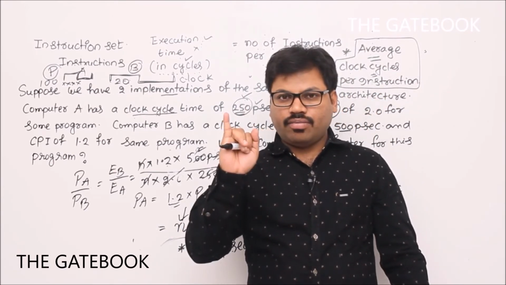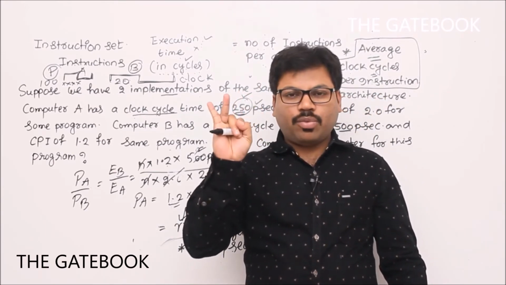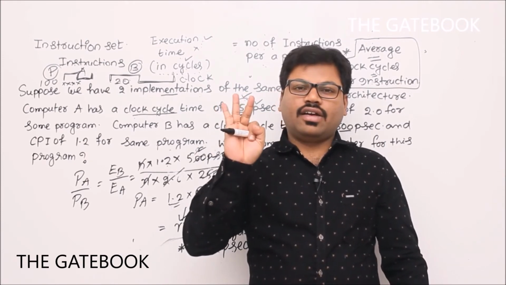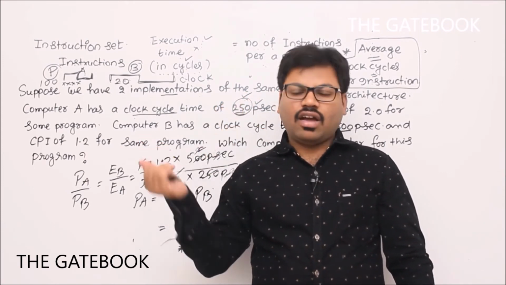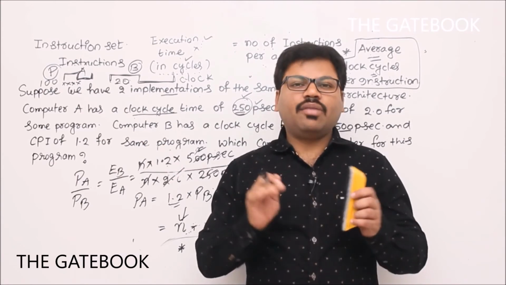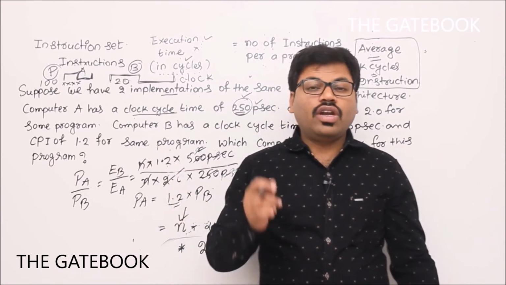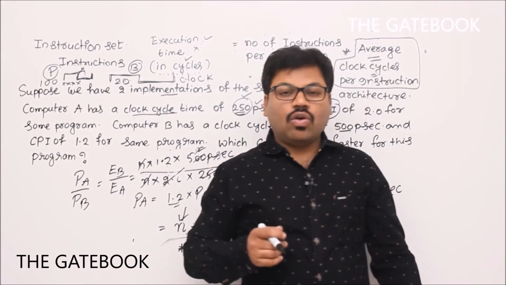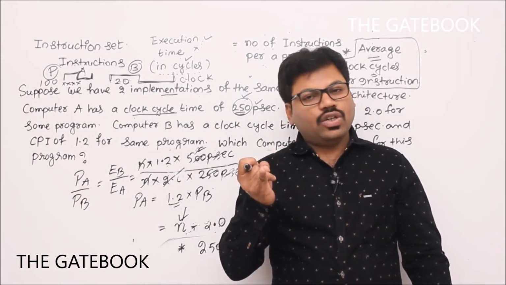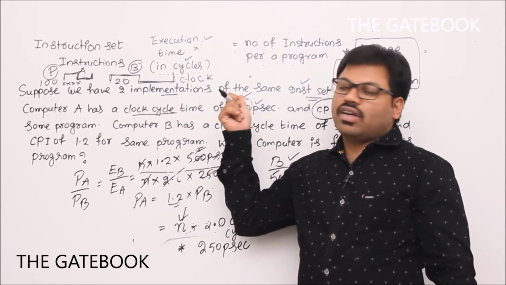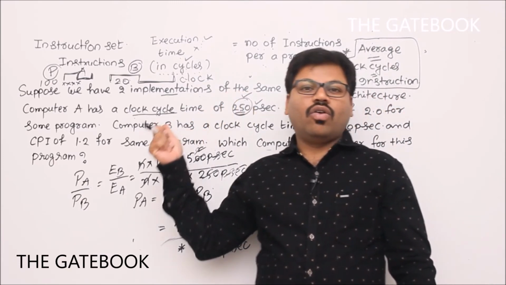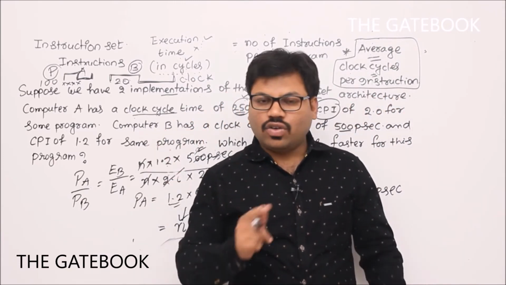Then, sir, how to decide? Clock cycle time, number of instructions per program, and CPI, right? All these parameters are important at a time. Without all of them, we can't decide anything. My suggestion is, only by seeing CPI, don't decide. Only by seeing clock time, don't decide. Only by seeing number of instructions, don't decide.